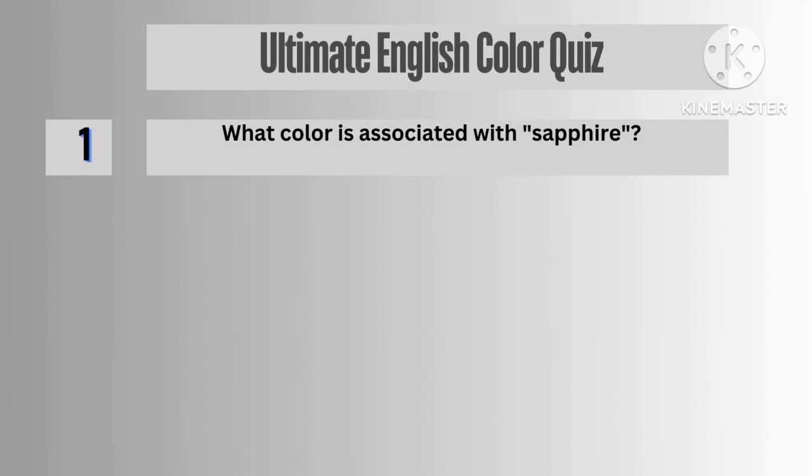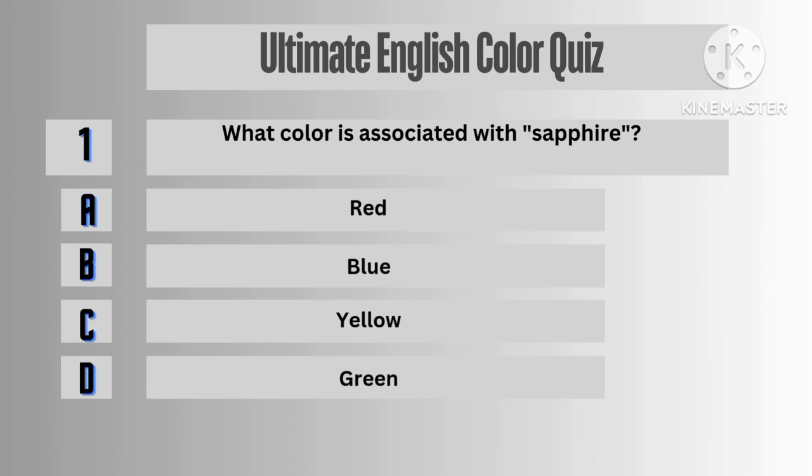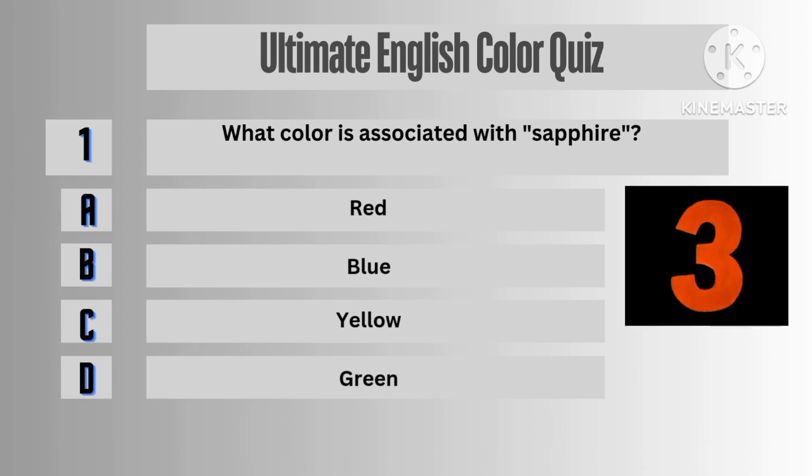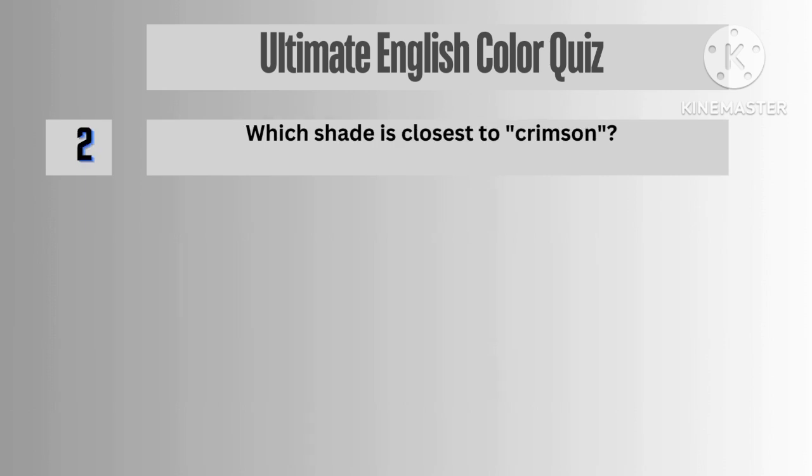Question number 1. What color is associated with sphere? Option A red, option B blue, option C yellow, option D green. The correct answer is B blue.